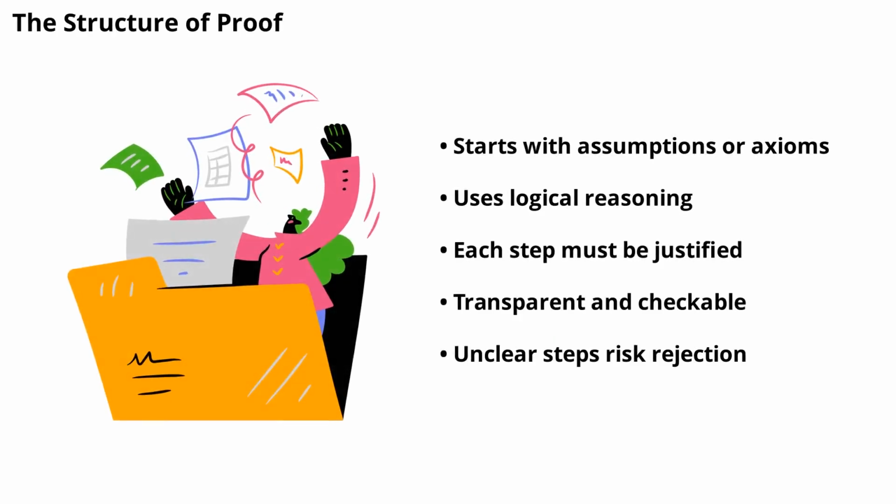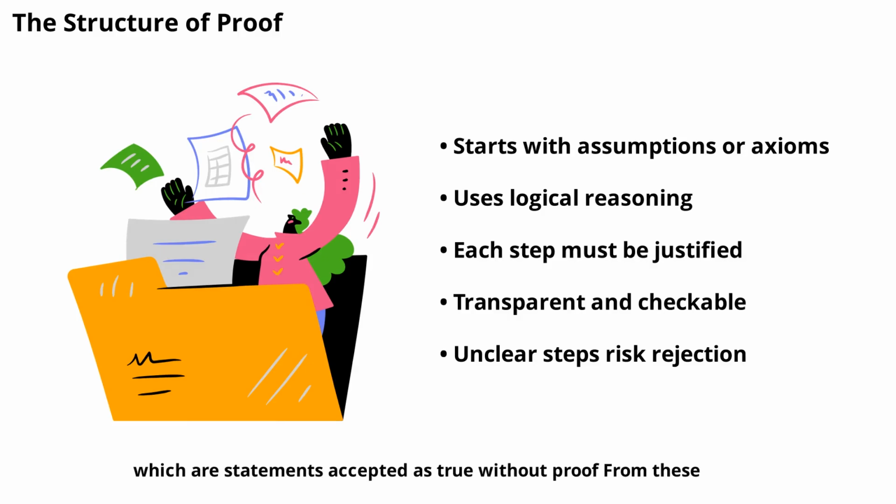A valid proof follows a clear structure. It starts with assumptions or axioms, which are statements accepted as true without proof. From these, we use logical reasoning to derive new statements, step by step, until we reach the conclusion. Each step must be justified, either by a previously proven result, a definition, or a logical rule.